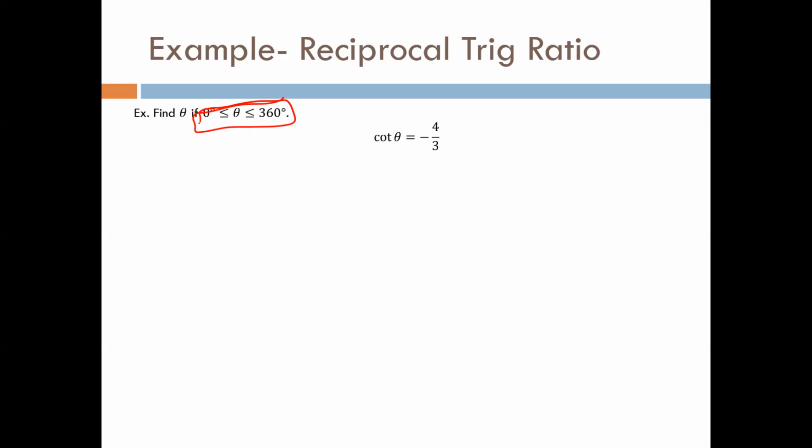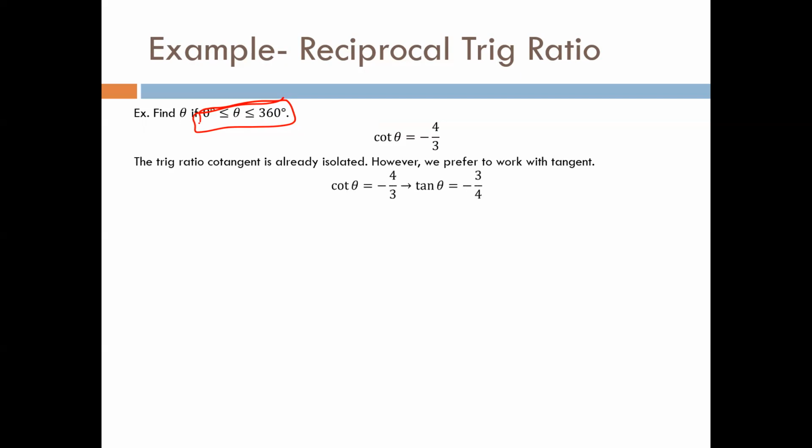what I would do first is I would actually not work with the cotangent ratio. I would actually work with the tangent ratio. And the reason the tangent ratio is easier is because we're more familiar with this, and we can definitely use a calculator to solve this, right? So what we're going to do is rewrite the tangent ratio as -3/4.